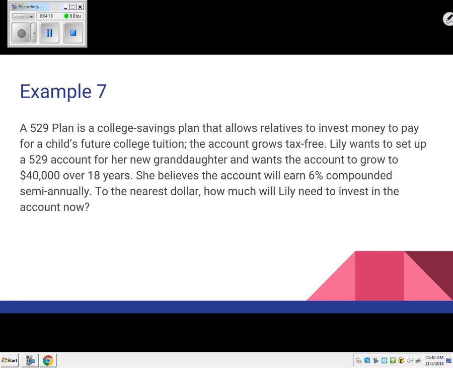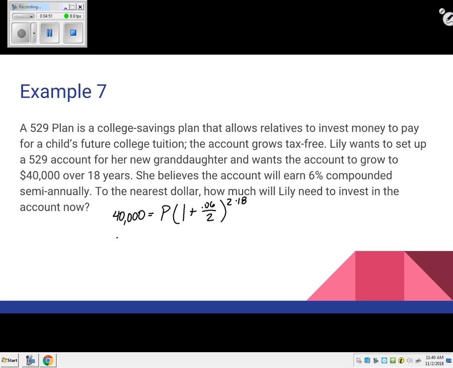I'm changing what I'm asking for on this. I know what I want my account balance to be. I don't know how much I want to put in up front. I have a 6% interest and it's getting compounded semi-annually, every 6 months, so twice in 1 year. And then Lily wants this money to be ready for when she goes to college, so that'd be 18 years later.